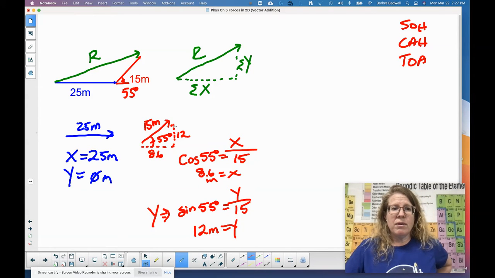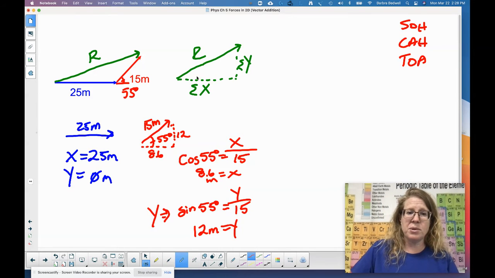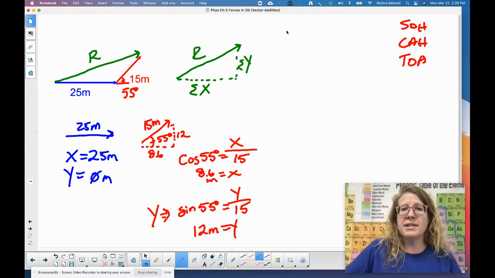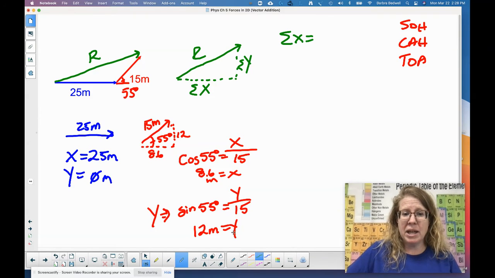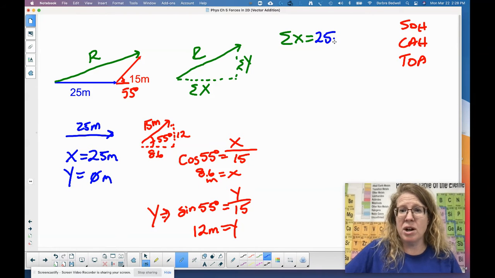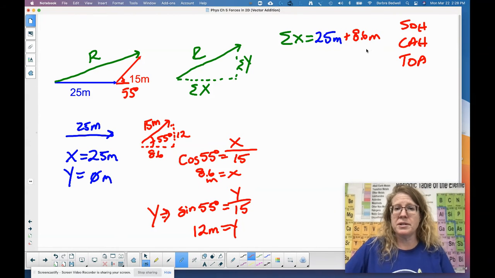So now we want to look at our total of our x's and the total of our y's. So I'm going to start to switch to green here. To figure out the total amount over that a resultant vector has, it's got this 25 meters here plus the 8.6 meters from the other triangle. So the sum of our x's is going to be equal to 25 meters, because that one was all x, plus 8.6 meters. And again, those were 2 different vectors.